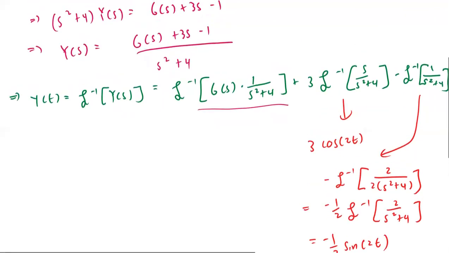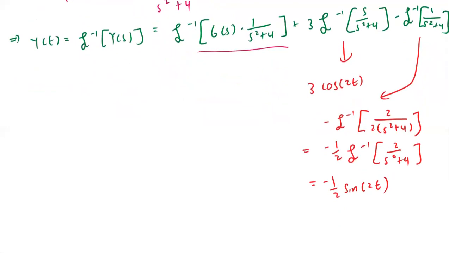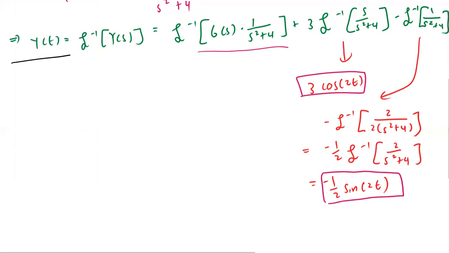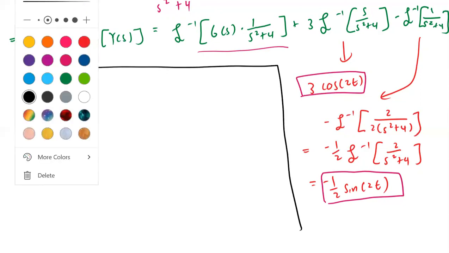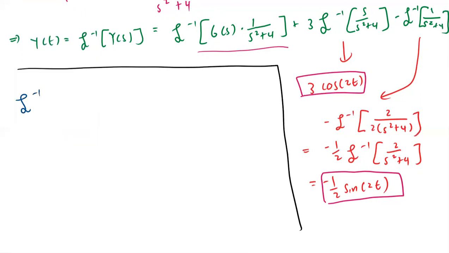Okay. Now, so we have those two terms, right? We have this term, we have this term. Let's try to compute this last term. So let me make some space here. So let's do the Laplace inverse of big G of s times 1 over s squared plus 4.